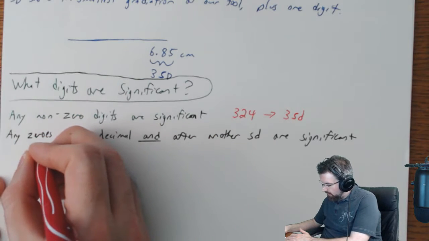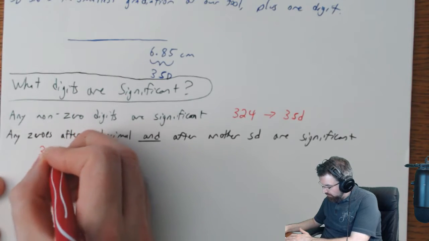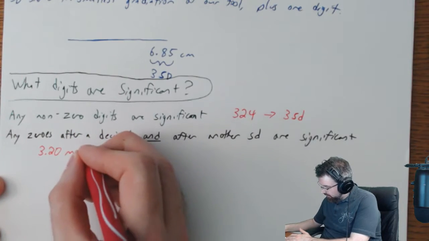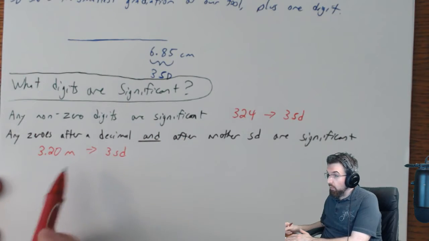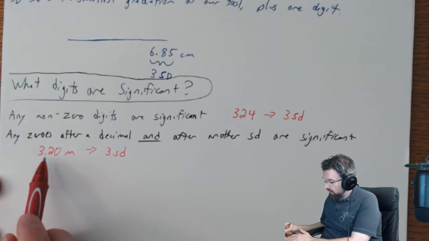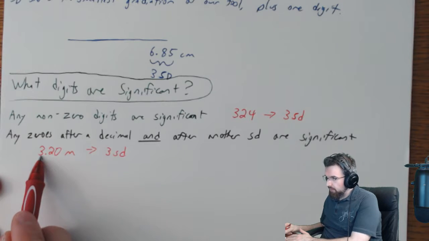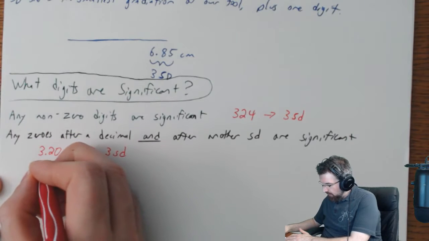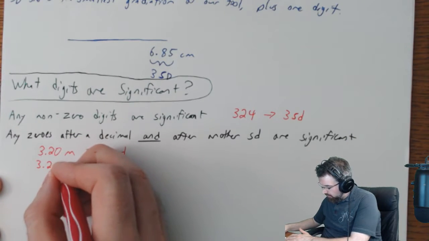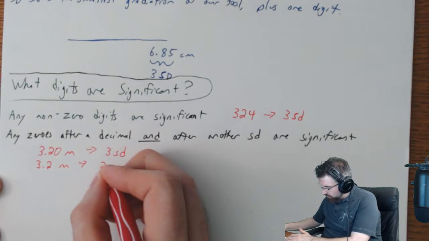Because say we had 3.20 meters, that's going to have 3 significant digits. And why is this zero significant here? Well, it's saying we know it's 3 meters, and we know it's exactly 20 centimeters afterwards. But if we had 3.2 meters, that's going to have 2 SD.